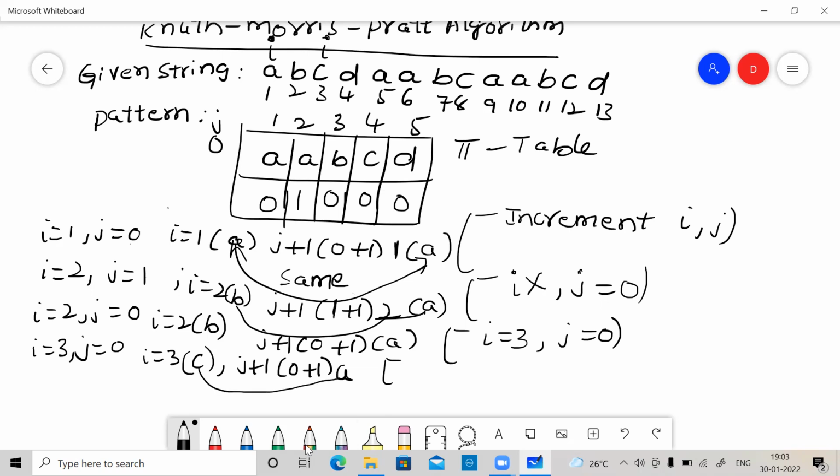these two are not the same. If these two are not the same, what will we do? You don't have lesser values of j, meaning less than 0, you don't have any other values. So what we need to do is again increment i. Now i becomes 4, so i comes here. j will be the same, 0.